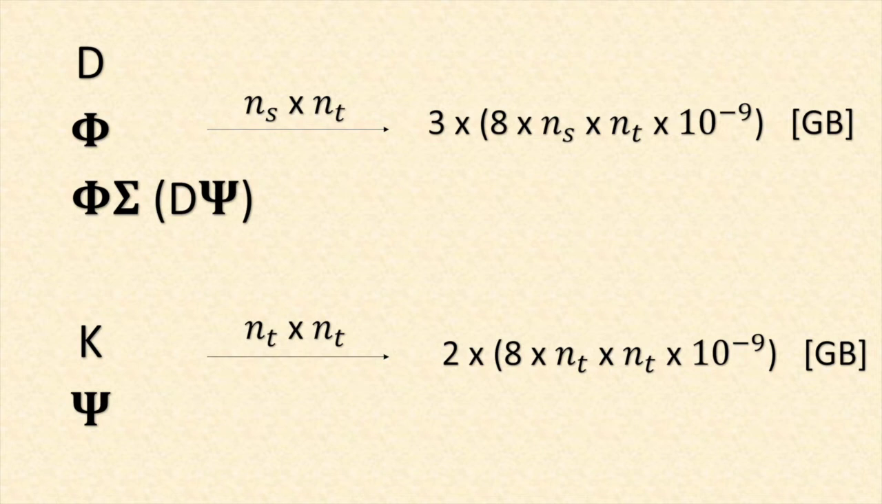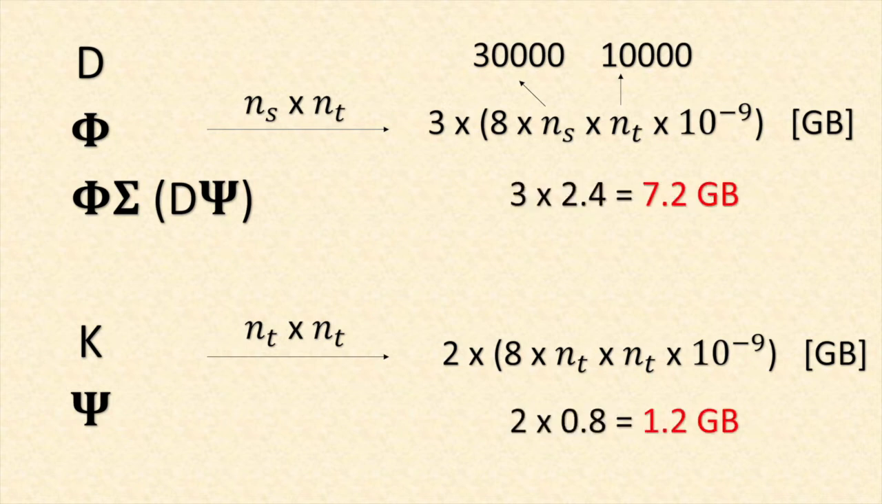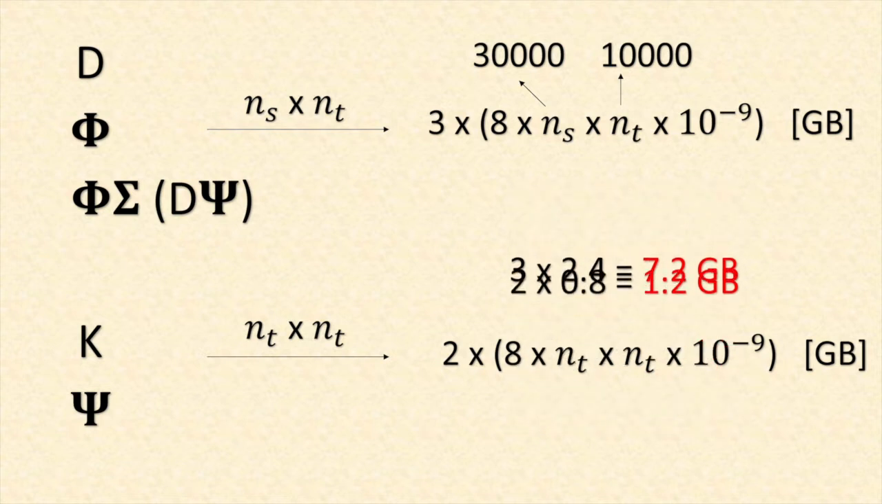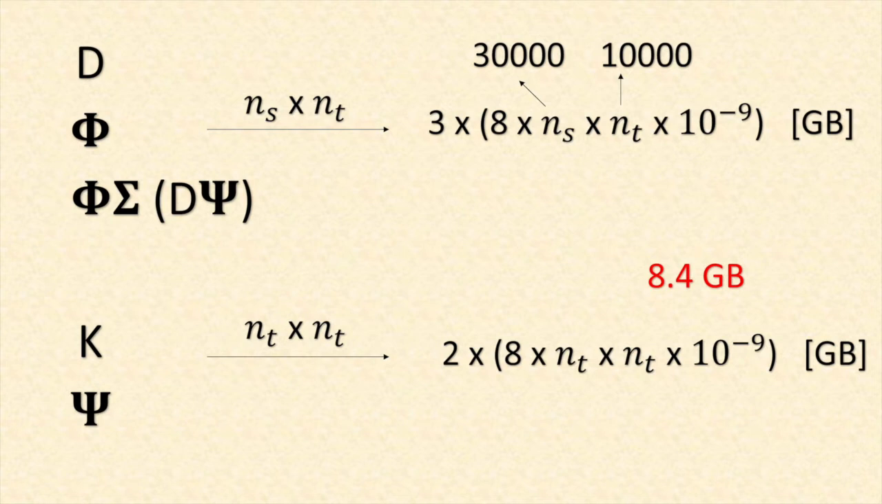So for example, if you have a database with 10,000 snapshots, each containing 30,000 mesh points, you will need more or less 8 GB to keep all of these in memory. If you do not have enough memory, you will not be able to do the decomposition. Here is where the memory saving feature comes to rescue.